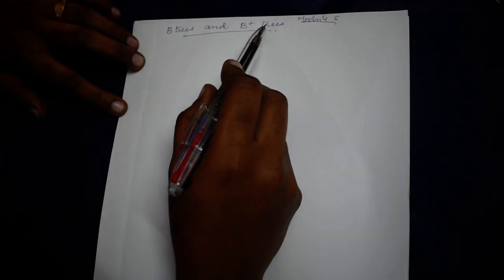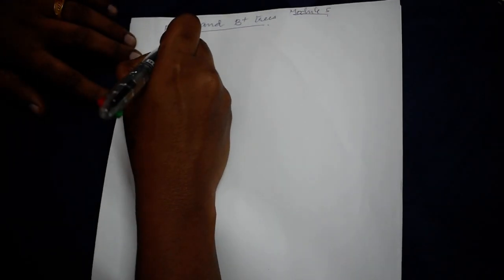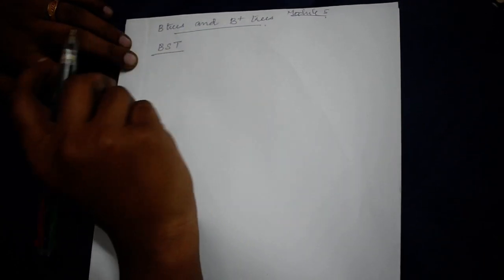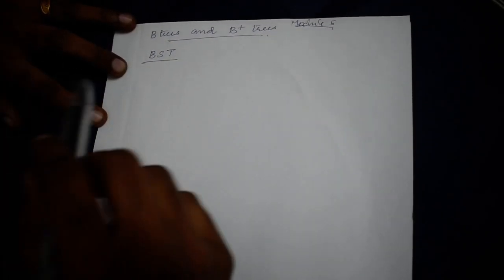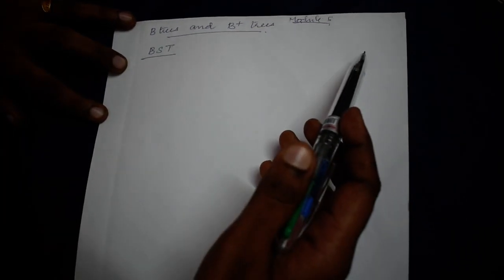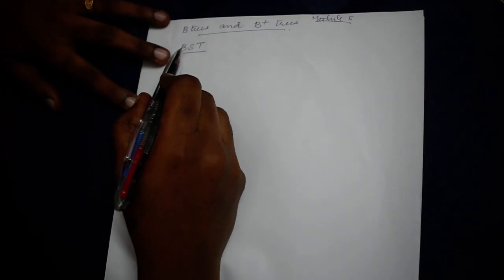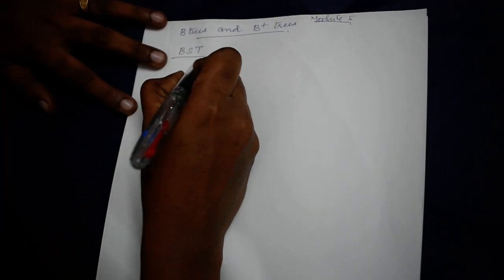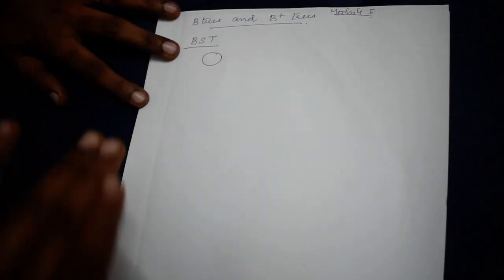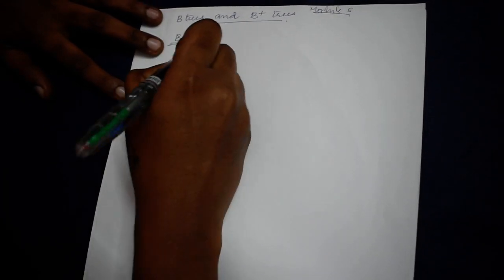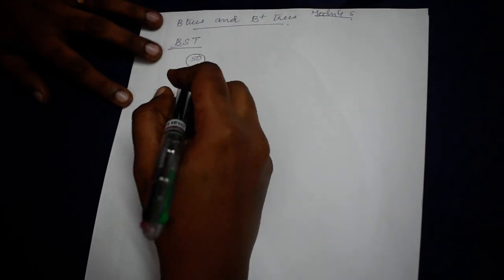Before starting with B and B plus trees, first I will introduce BST, that is binary search tree. All this concept I think you have already covered in data structures. How it can be used in the database for indexing, that we will see in this session. A binary search tree is nothing but a tree which has two children, known as binary. Say for example, this node has a value 50.